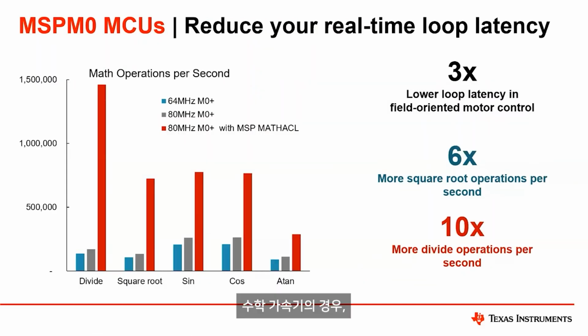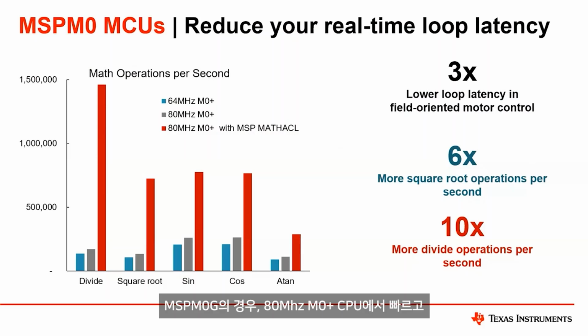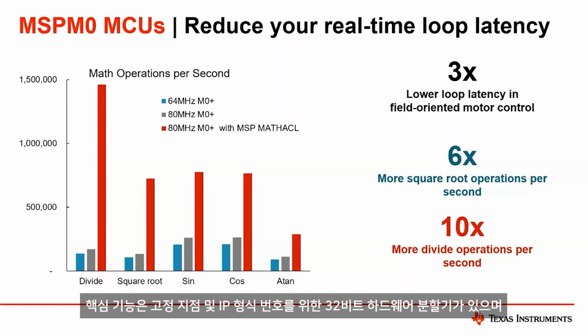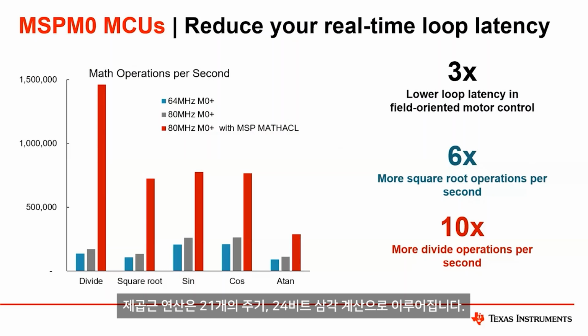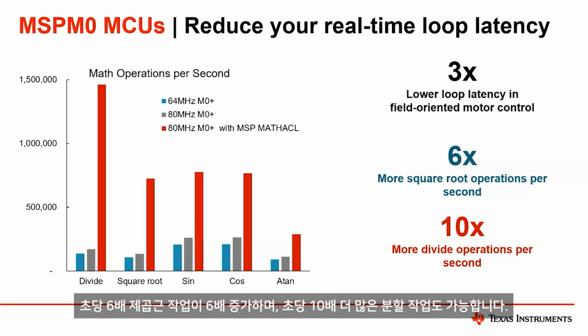Okay, so for the math accelerator piece for MSPM0G, we really wanted to enable fast and efficient math operations at an 80 megahertz M0 plus CPU. So key features here are a 32-bit hardware divider for fixed point and IQ format numbers, as well as divide operations that take up to 8 cycles. There are square root operations in 21 cycles, and 24-bit trigonometric calculations. As you can see here, again, 3 times lower loop latency in field-oriented motor control applications, 6 times more square root operations per second, and 10 times more divide operations per second as well.